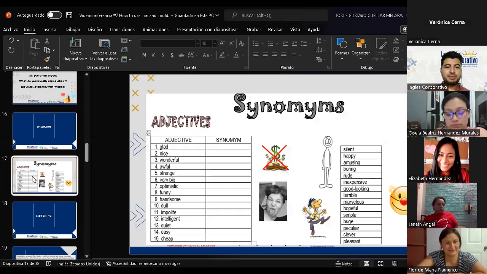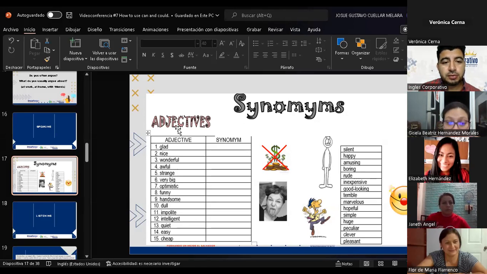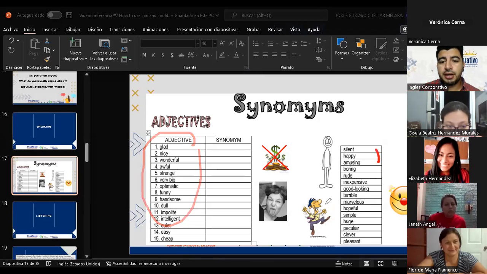So, let's move to this. We're going to work in pairs, vamos a trabajar en parejas y también vamos a hacer dos actividades de uno solo, okay? The first one is synonyms. So, what we're going to do is to find and match these adjectives with some other adjectives. You can write it here or at least have an idea. Glad, okay, sinónimos, o sea, similares, parecidos, okay, optimistic, funny, handsome.